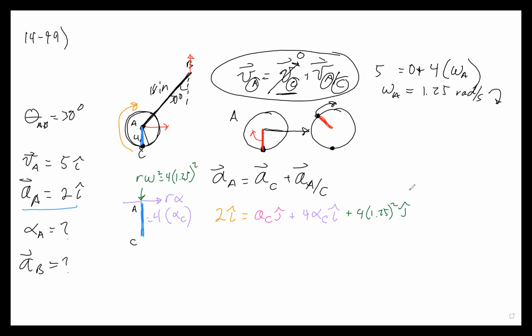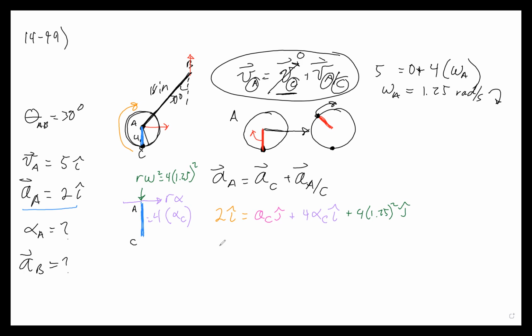I've tried to color code everything to help keep things straight. These different vectors are linear accelerations that are being created by angular accelerations and angular motions. Now we have two unknowns, but we have i hat and j hat equations, so we have two equations and two unknowns, and now we can solve for these values. What we care about is the angular acceleration of c, so I'm going to go ahead and solve for that value.